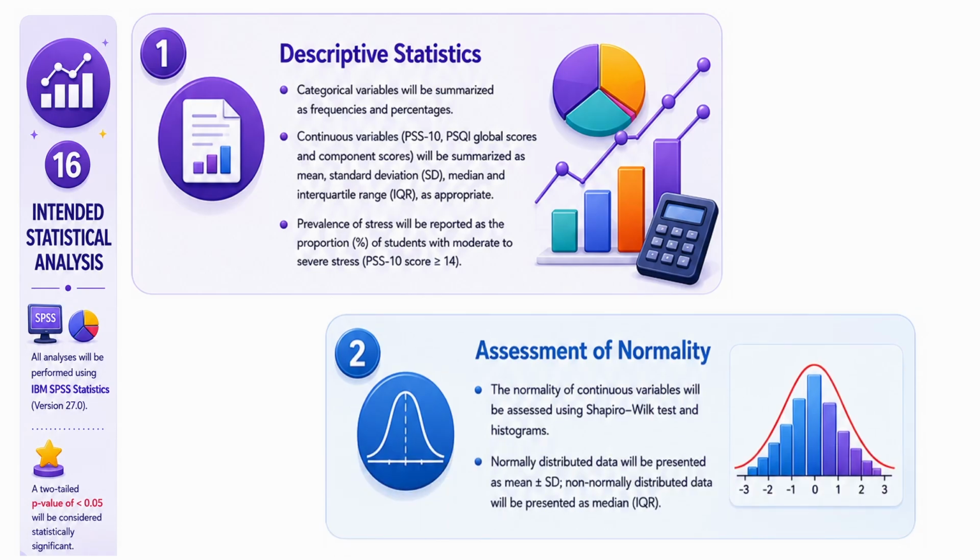Assessment of normality. Normality will be checked using histogram or normality test. We can use Shapiro-Wilk test, which is a normality test. Normally distributed data will be presented as mean and standard deviation. Not normally distributed data or skewed data will be presented as median and interquartile range.